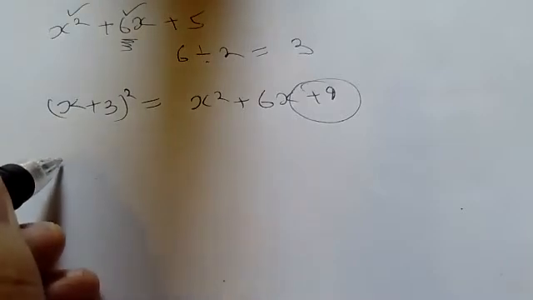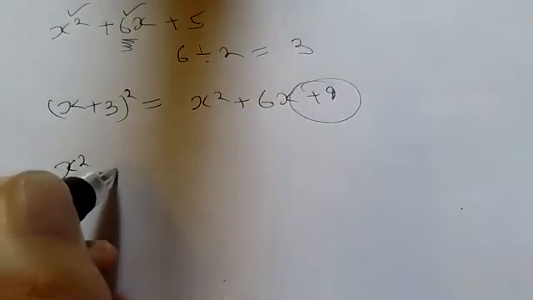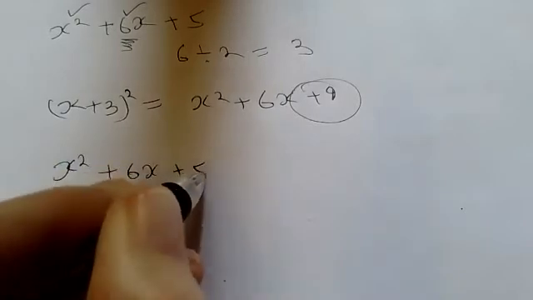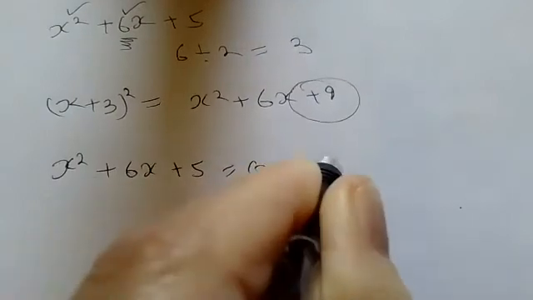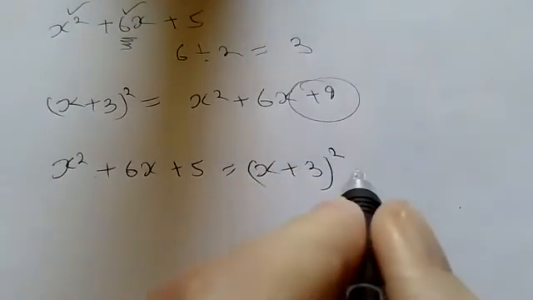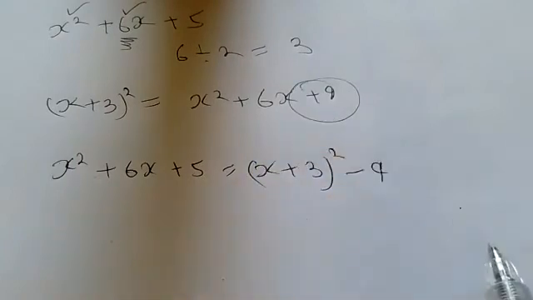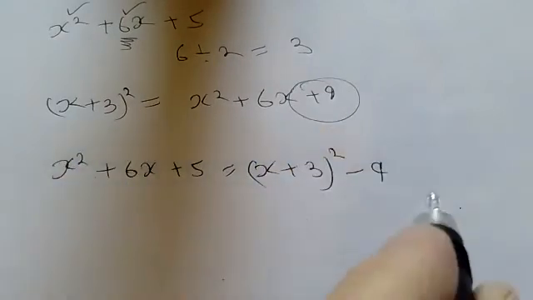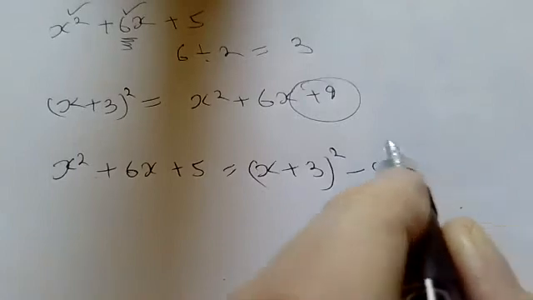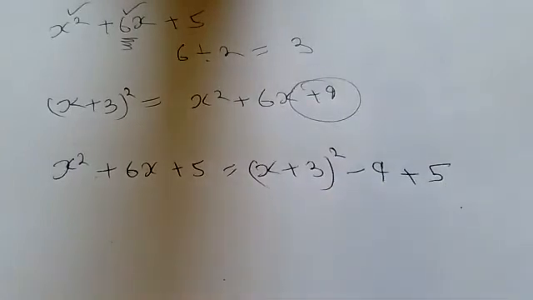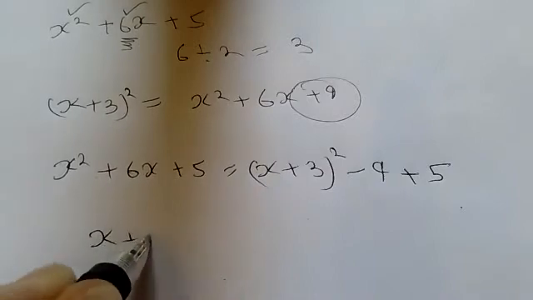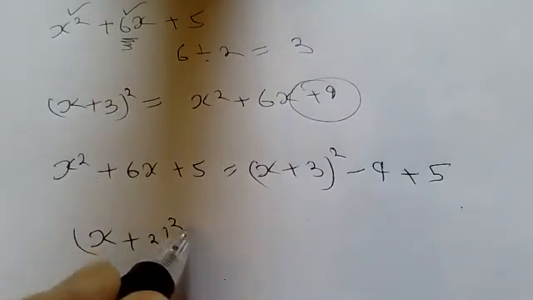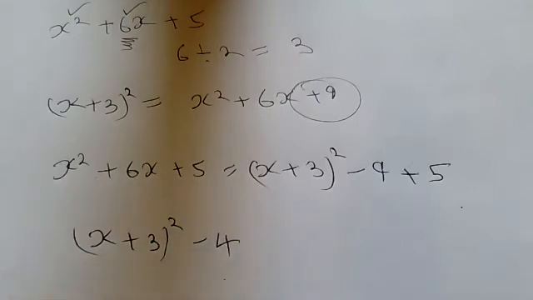So now I'm going to write this x squared plus 6x plus 5 as x plus 3, which is all squared. And then I'm going to take the 9 away because it shouldn't be there. It's come out of the squaring everything. And I also have this plus 5. So that's going to give me x plus 3 squared minus 4. And that's completed the square.